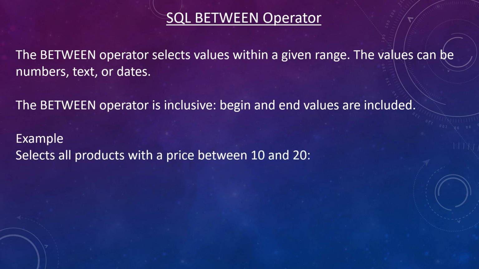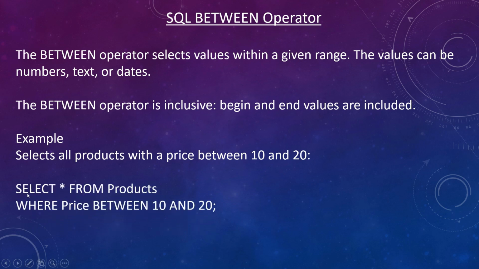So we have created one table named products in which we will try to find all the products which are having a price between 10 and 20. This is how we will write the query. SELECT *, where star means all the columns, FROM products WHERE price BETWEEN 10 AND 20. The important thing is that if 10 and 20 are in our input table, then 10 and 20 will also be included.